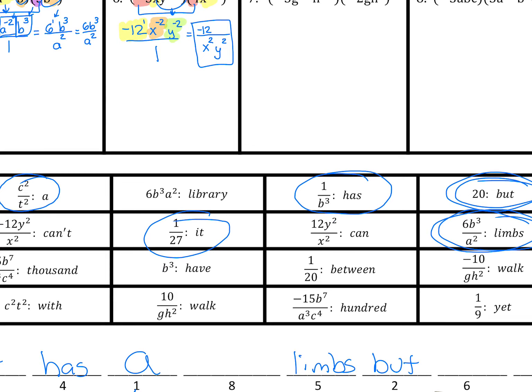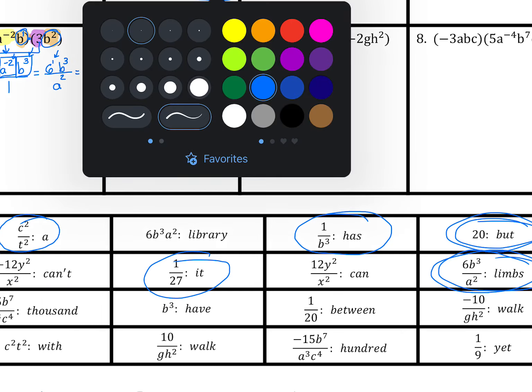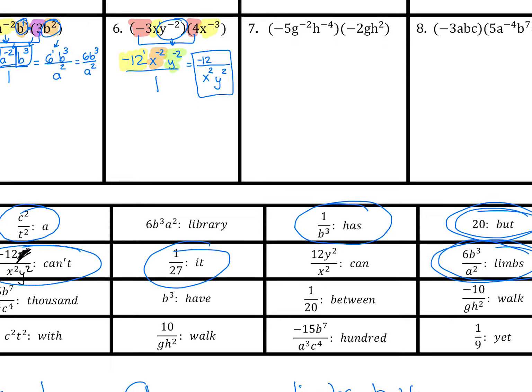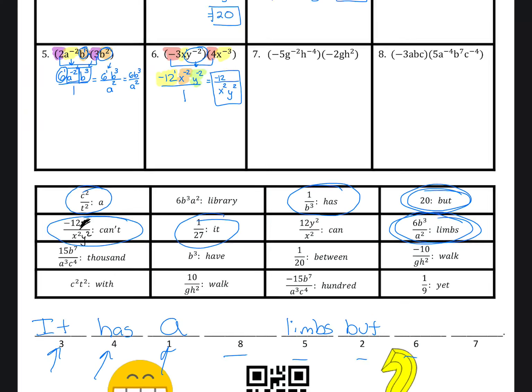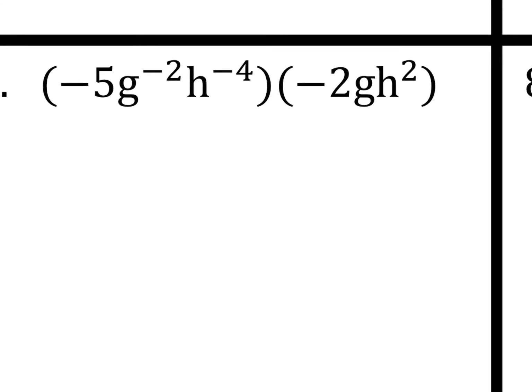Negative 12 over x squared y squared. Oh, my version isn't right. You guys have it right where the y squared's on the bottom. I don't, though, apparently, but you guys do. So right here is can't. Number 6, sorry, is can't. So it has a blank limbs but can't blank. I don't know what that would be. Maybe you guys do.